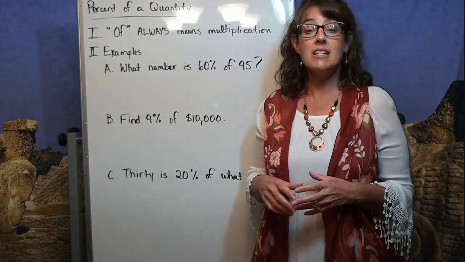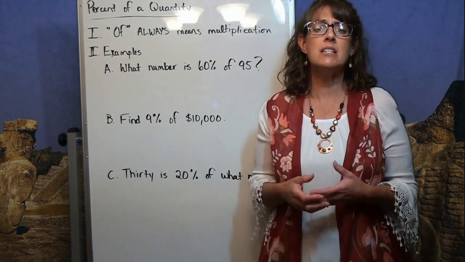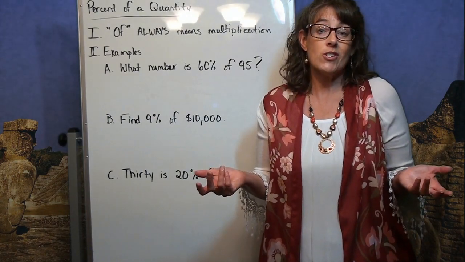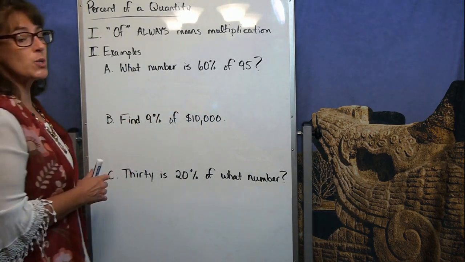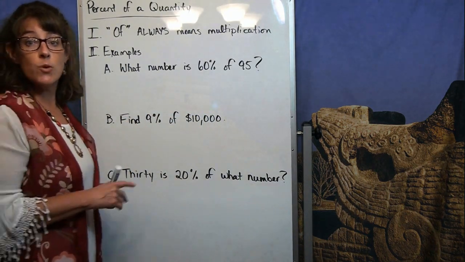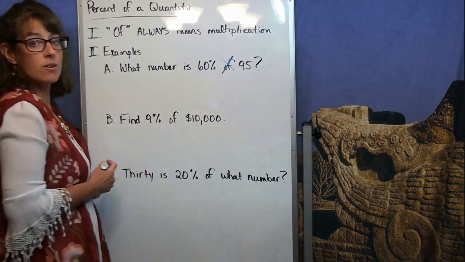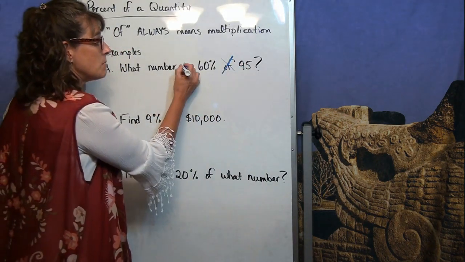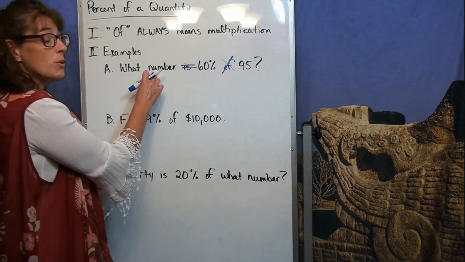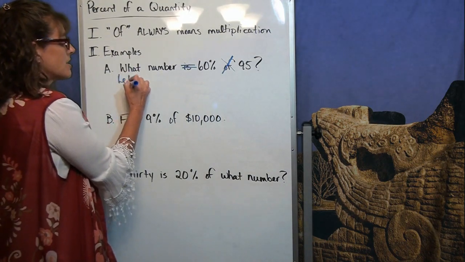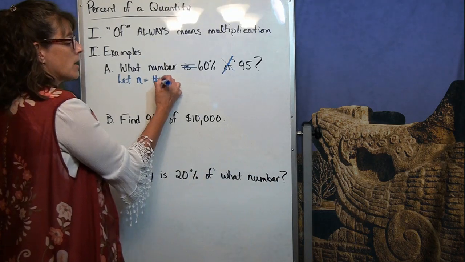So if that's the case, then we can take situations like this and turn them into equations, and then they become very easy to solve because we know how to solve equations. So let's take a look at this first example that says what number is 60% of 95? Remember I said of means multiplication. You know that the word is means equals. So now I've established an equation because the number is what I'm looking for. So I'm just going to assign that a variable. Let's let n equal that number that I'm looking for.